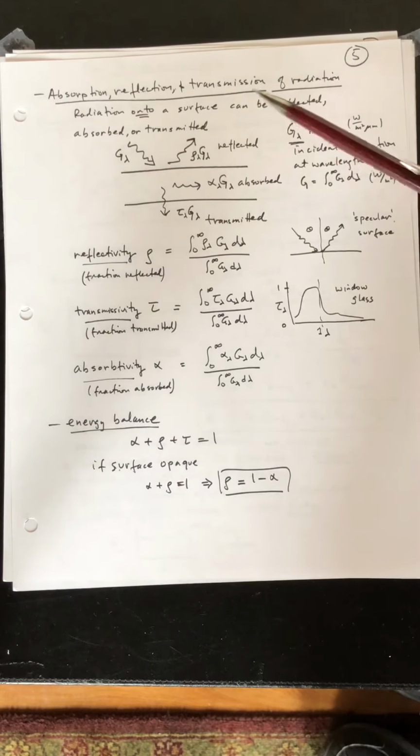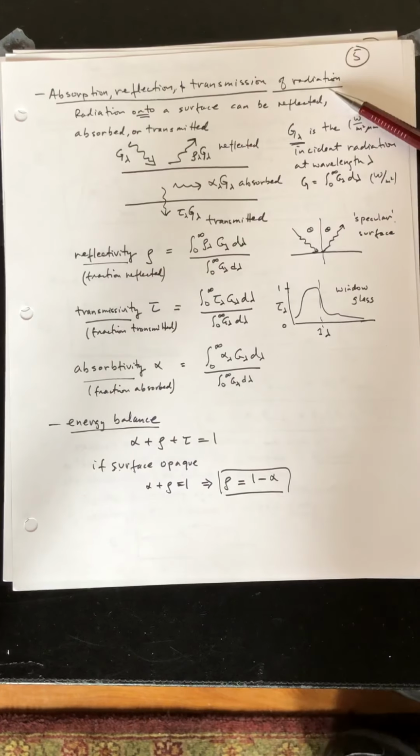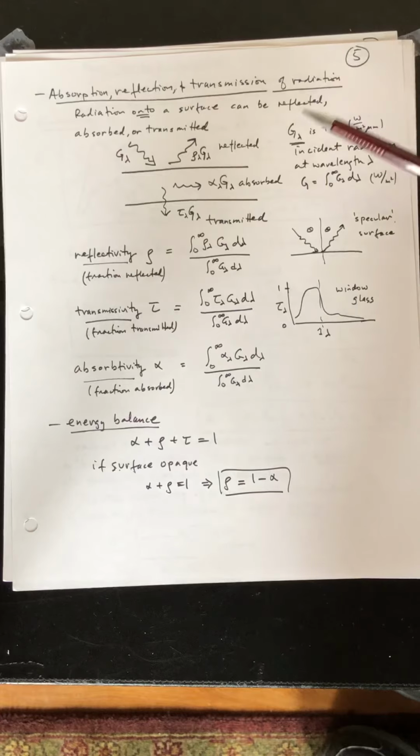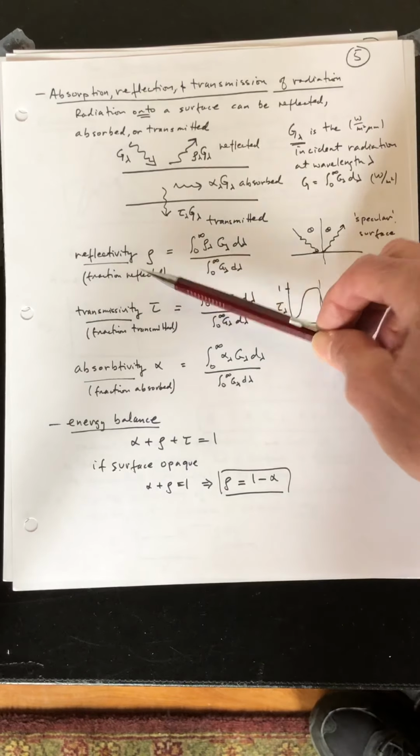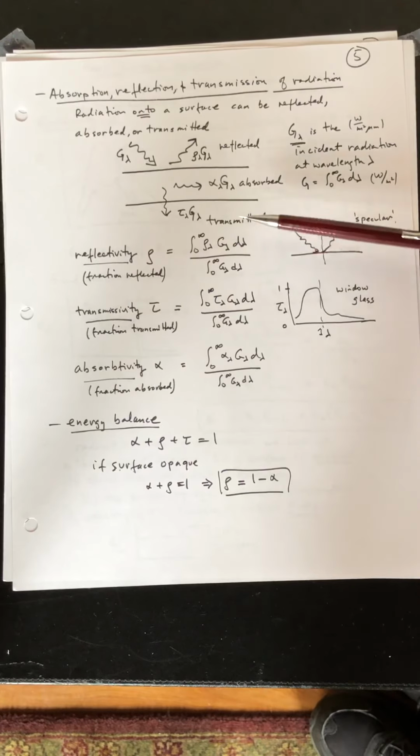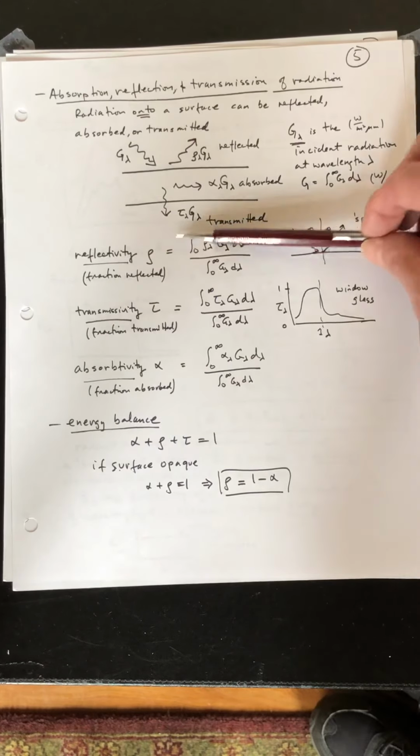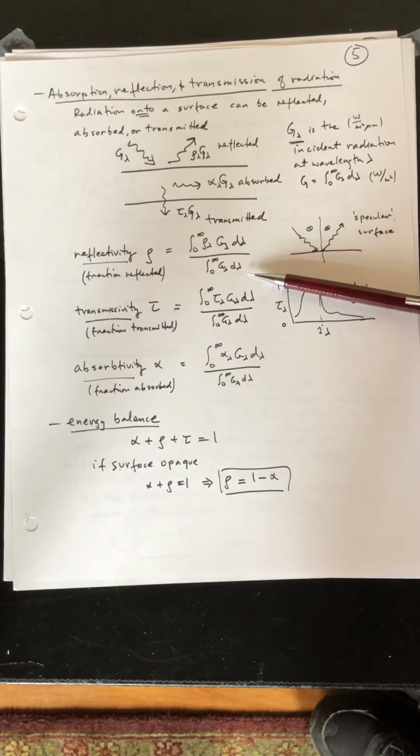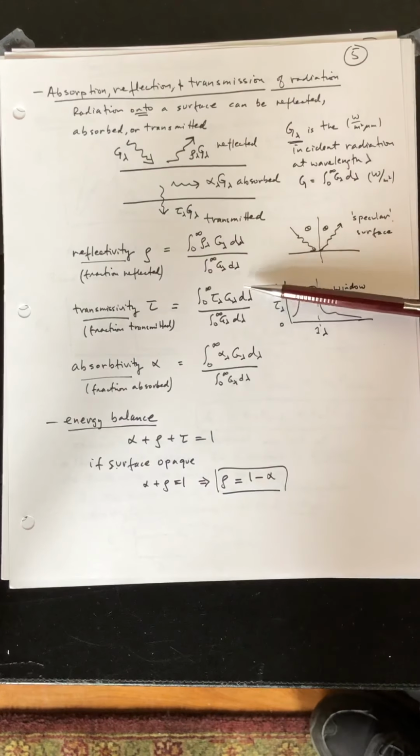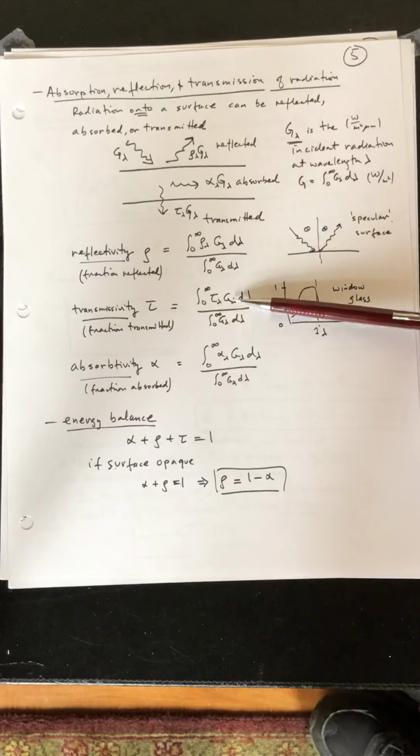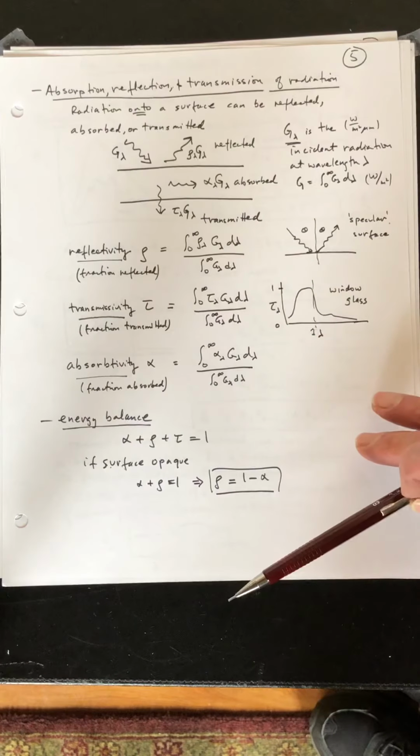The other parameters we look at are the absorption, reflection, and transmission of radiation. And here what we do is we look at the incident radiation with the symbol G. Again, emitted radiation is with the symbol capital E. So the reflectivity is the ratio of the incident radiation that's reflected relative to the total incident radiation. Transmissivity, again, is total radiation transmitted through an object relative to the total, and the same for absorptivity.